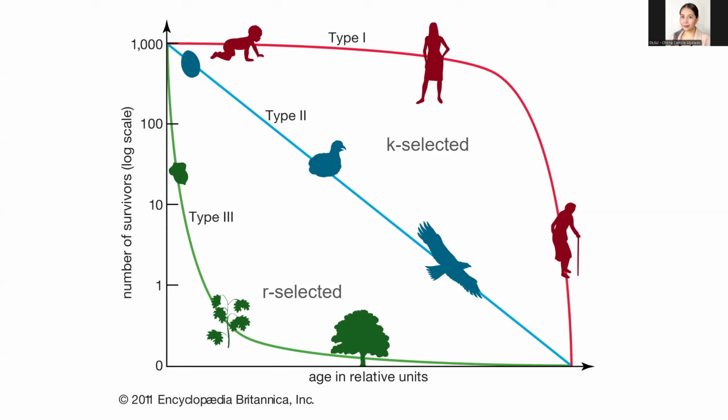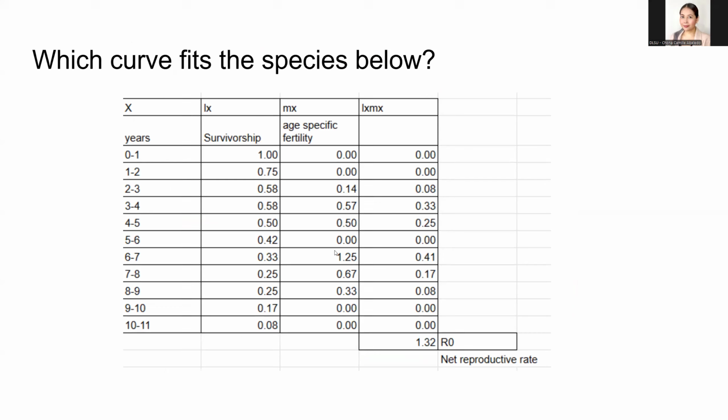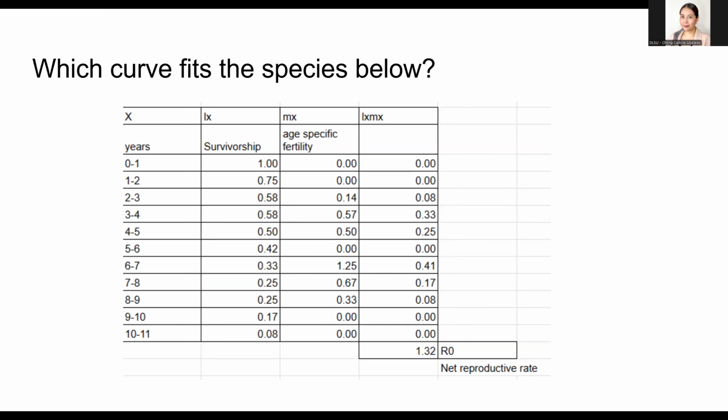Now, let's connect the survivorship curves with the fecundity schedule. So let's say, given this fecundity schedule on the screen, which survivorship curve does it fit more? Type 1, type 2, or type 3? Again, given the fecundity schedule on the screen, which survivorship curve, type 1, type 2, or type 3, does it fit more? Let's hear from John.